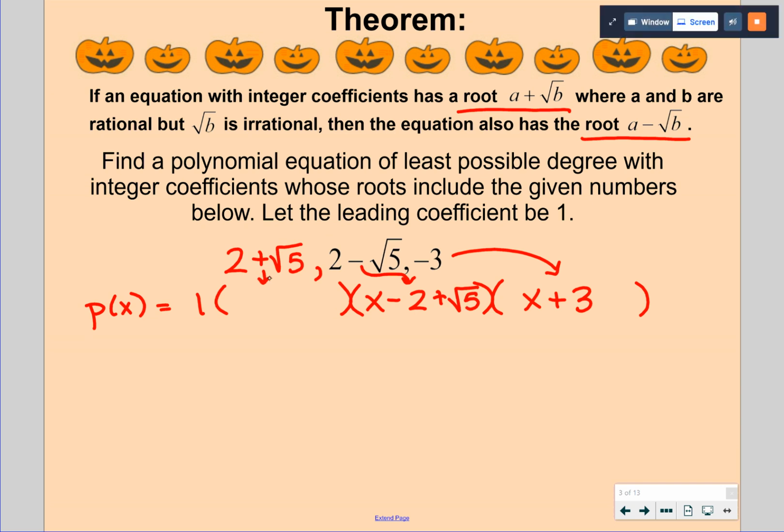And the same thing with 2 plus square root 5. X minus 2 minus square root 5. Just change all of your signs when you put it in the factor. Make sure there's an x in each parentheses. We need a degree 3 polynomial in this case to make sure that we're going to get 3 solutions out. Okay. This is your answer in factored form.